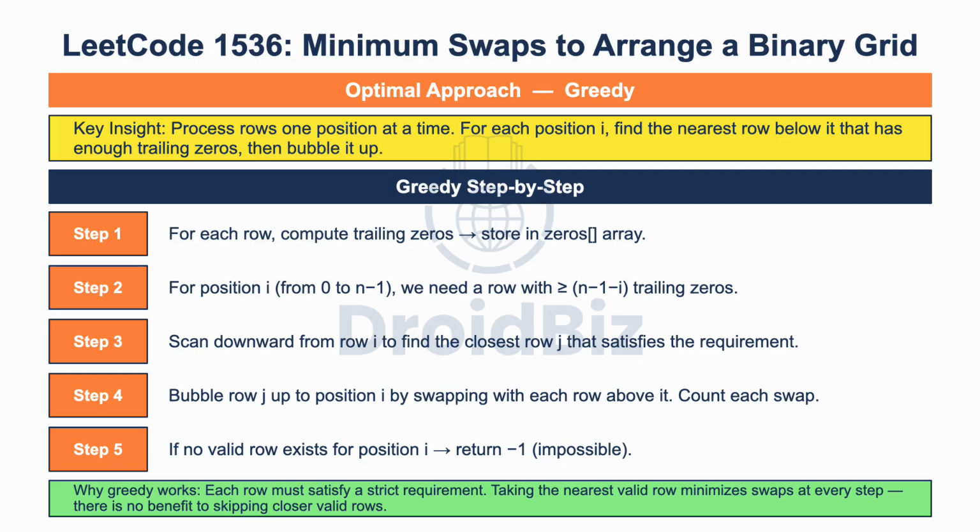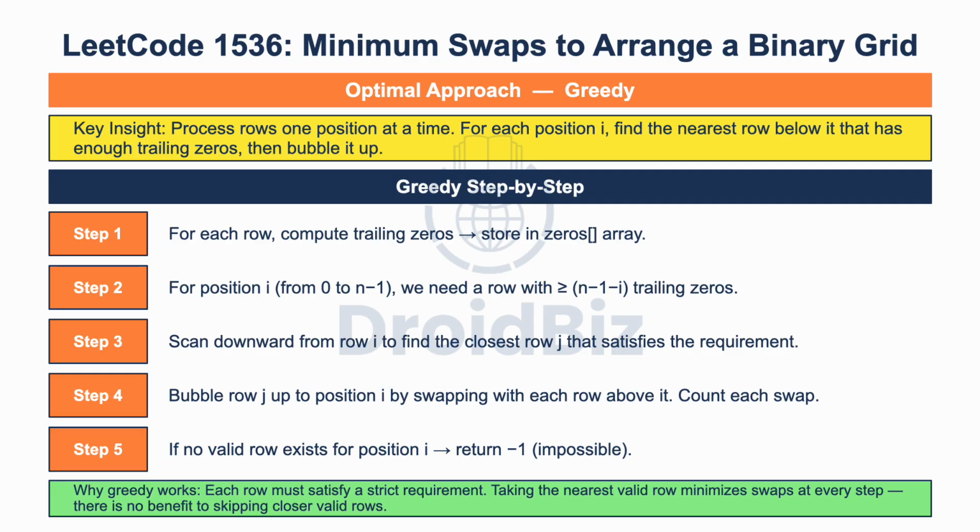Step 2. For each position i from 0 to n-1, we determine the requirement. The row placed here must have at least n-1-i trailing zeros. Step 3. Starting from row i, scan downward to find the nearest row j that meets the requirement. Step 4. Bubble row j up to position i by repeatedly swapping it with the row above it. Each individual swap adds 1 to our total count. Step 5. If we scan all the way down and find no valid row for position i, it is impossible, return -1.